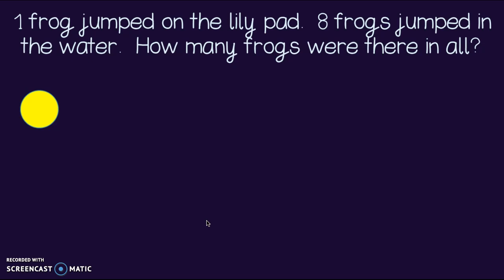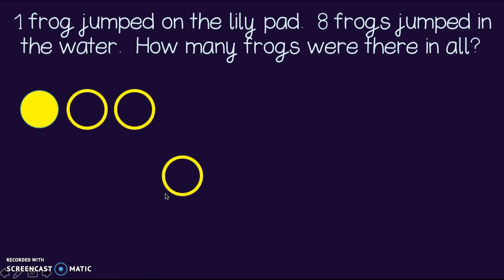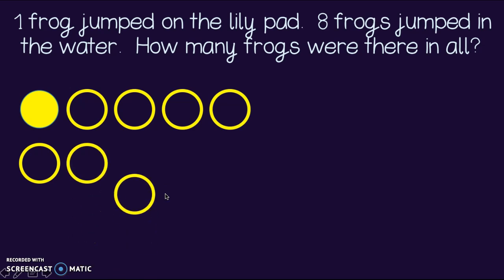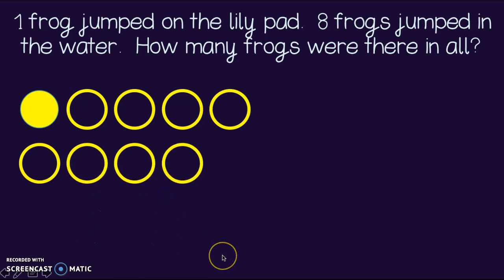All right, then how many frogs jumped in the water, friends? 8. Oh, good. That's a lot to draw. Should I draw the rest of the 8 here to finish out that 5 group first, or should I just draw them underneath? Oh, I can't trick you. Yeah, let's finish out that 5 group. So I had 1, but I have 8 more frogs. So let's go ahead and draw circles and count 8. 1, 2, 3, 4, 5, 6, 7, 8. All right. What do you notice about my drawing now?